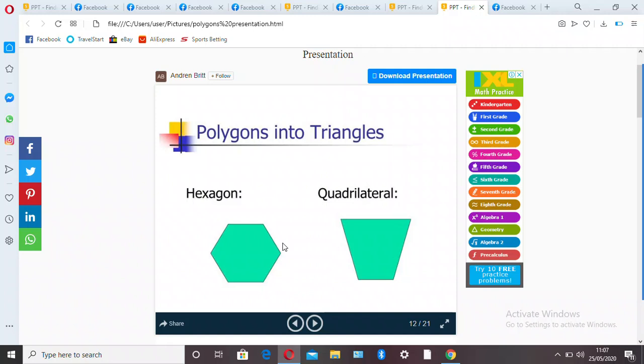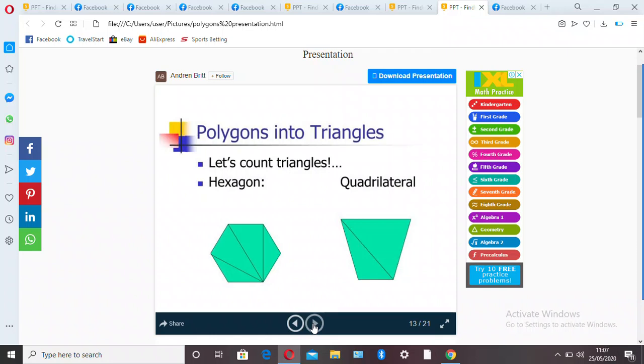An 8-sided polygon is called an octagon. I'm still going to show you on the screen, by the time we get the names of the rest of the polygons, the ones that you can still memorize.